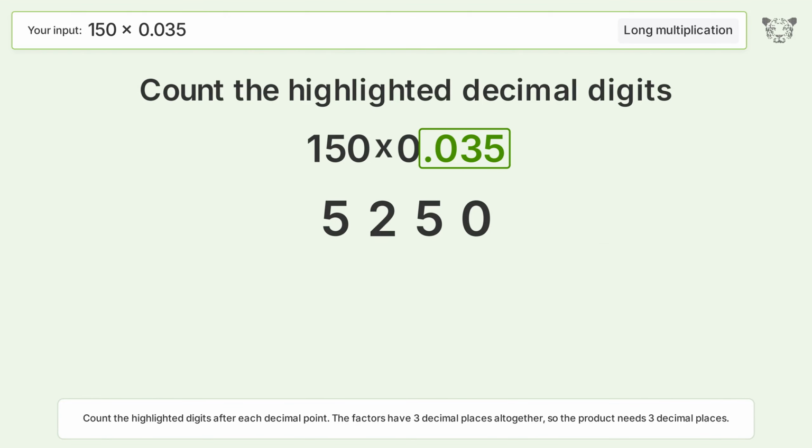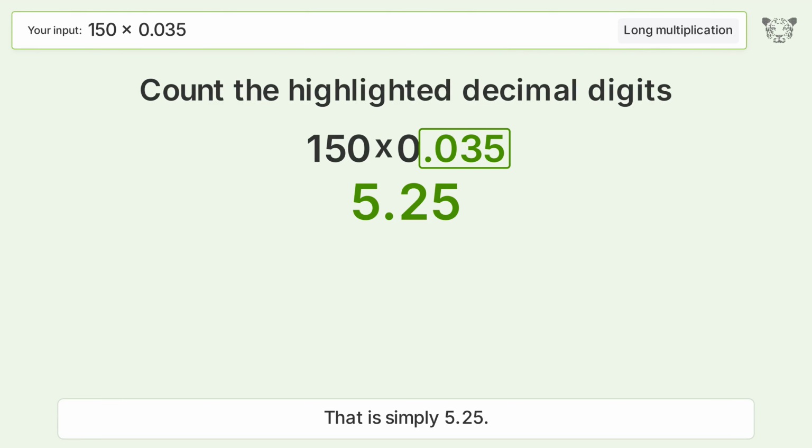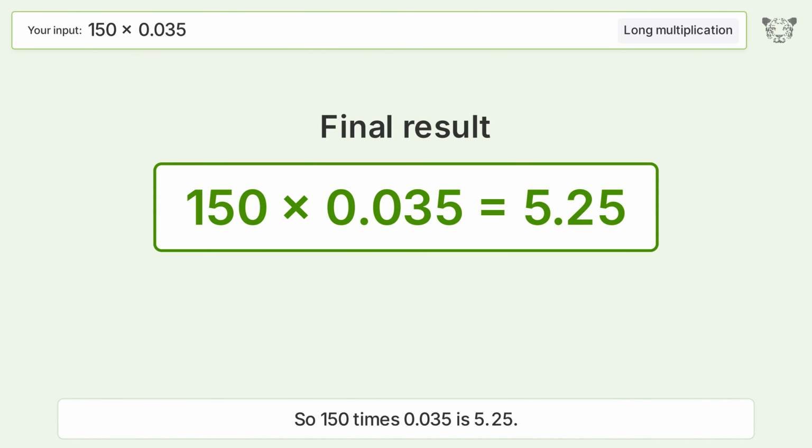Count the highlighted digits after each decimal point. The factors have 3 decimal places altogether, so the product needs 3 decimal places. Place the decimal point 3 places from the right. 5,250 becomes 5.250. That is simply 5.25. So 150 times 0.035 is 5.25.